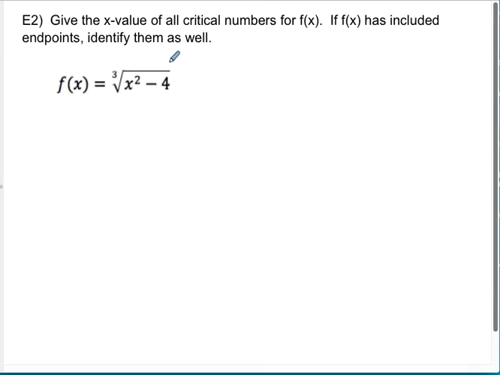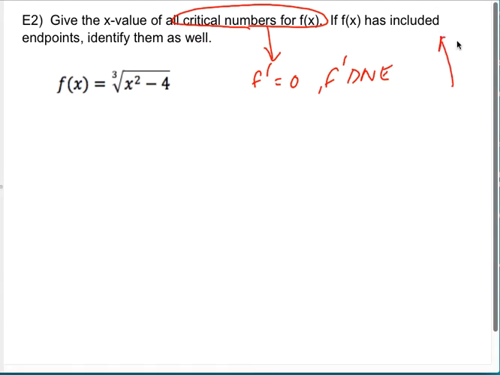All right. Give the x value of any critical numbers. If there are included endpoints, list them as well. So critical numbers are going to be when f prime is 0 or when f prime does not exist. There are no included endpoints in this problem. There aren't any domain restrictions either because this is a cube root and cube roots don't have domain restrictions.